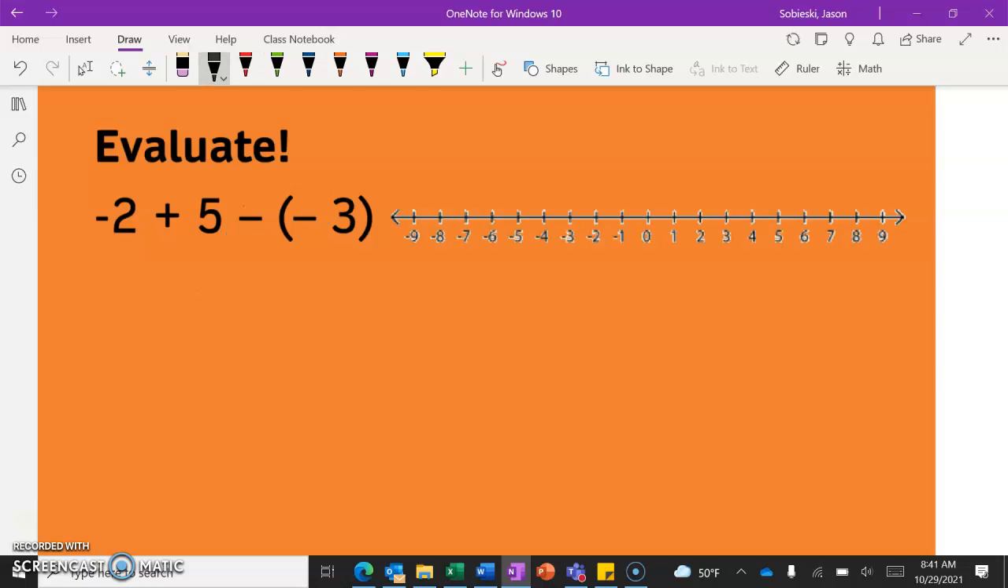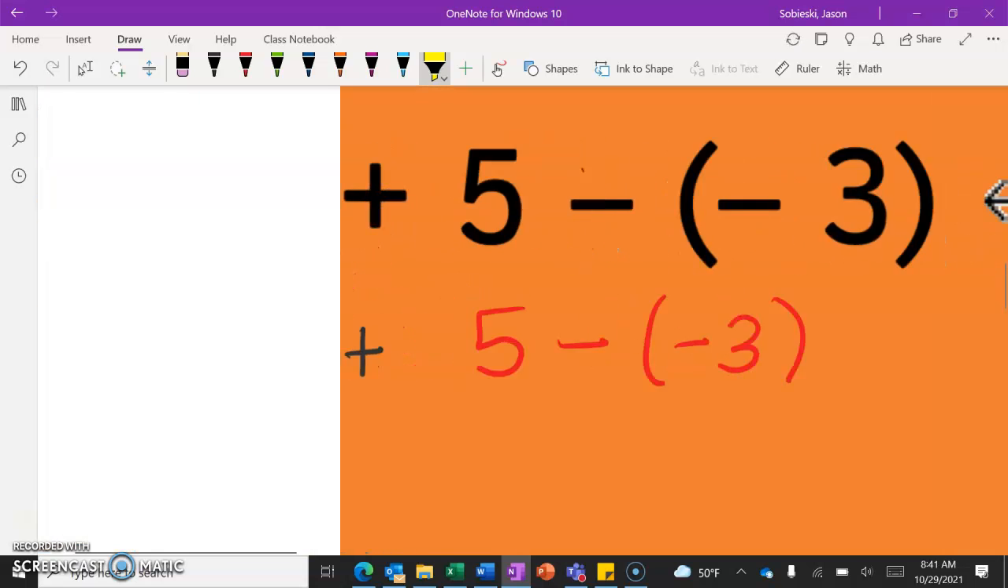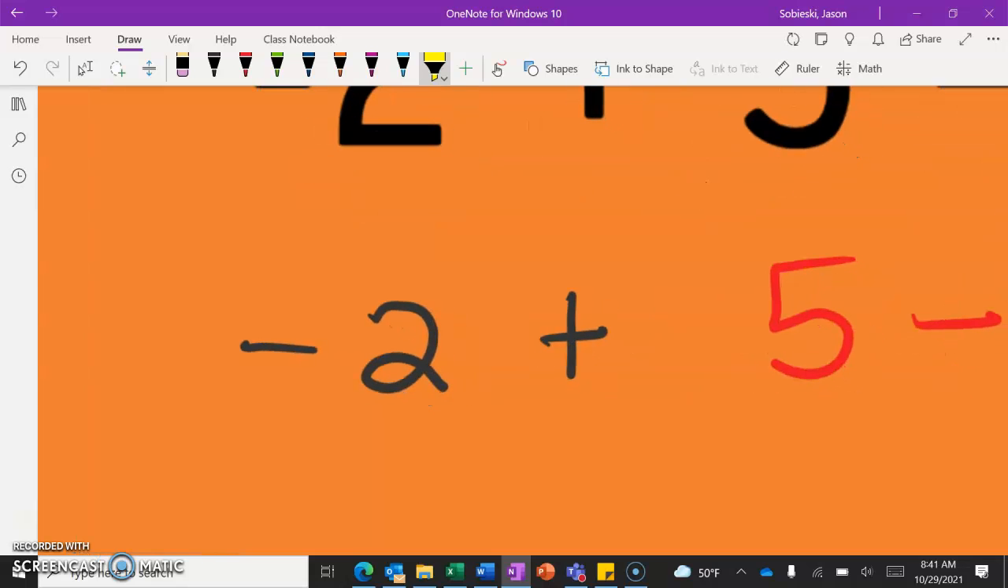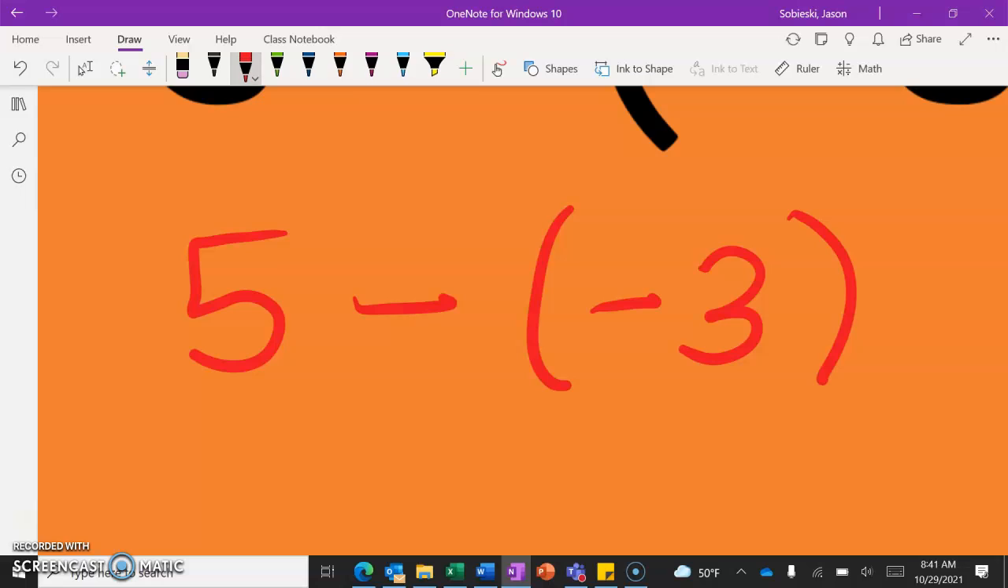So if we start off, negative 2 plus 5, I'm going to keep the negative 2 plus, because that's fine. And then I'm just going to rewrite 5 minus negative 3 in a different color. So what we need to do is zoom in on the problem and look at 2 numbers at a time. So if we first started with negative 2 plus 5, that zoomed in problem is good because it's already addition. So we're going to zoom into just the red part and do our keep, change, flip.